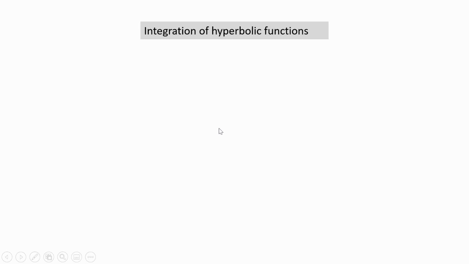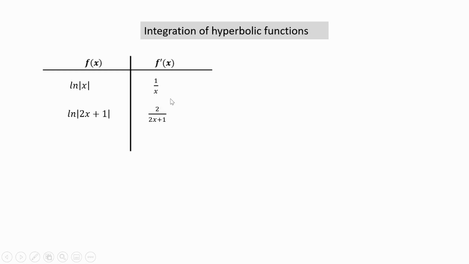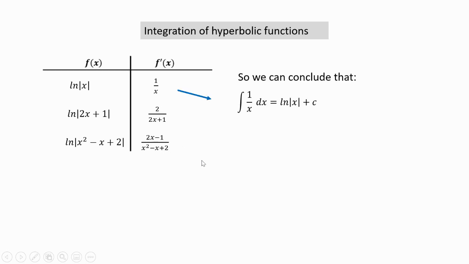Okay, so this is integration of hyperbolic functions. Basically, if we start with it, we know that the derivative of ln mod x is 1 over x. And we know that the derivative of ln(2x + 1) is the derivative over 2x + 1, or even a quadratic function, ln of x squared minus x plus 2, is the derivative of the one over the other. So that obviously means that if we work backwards, it's pretty easy.